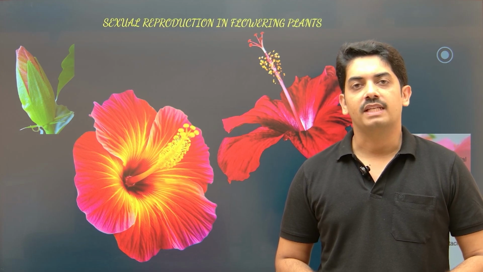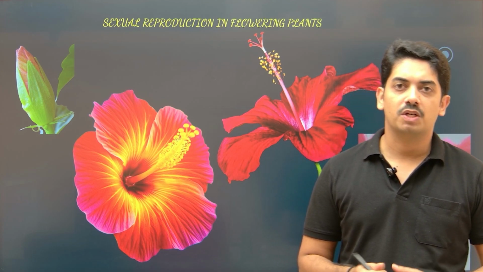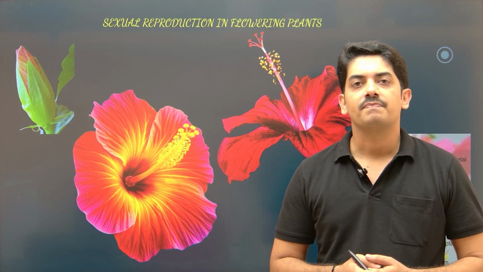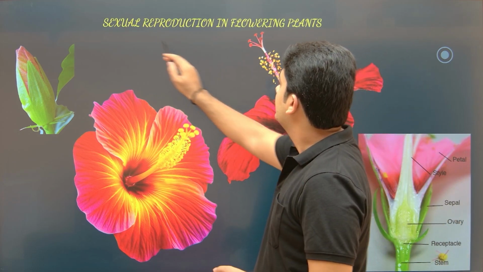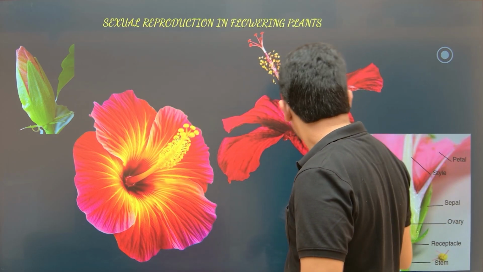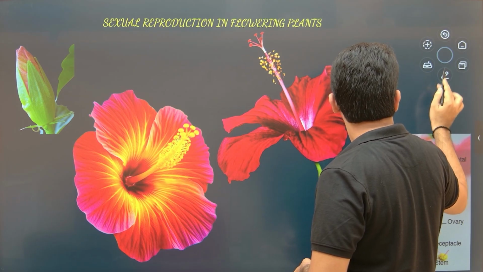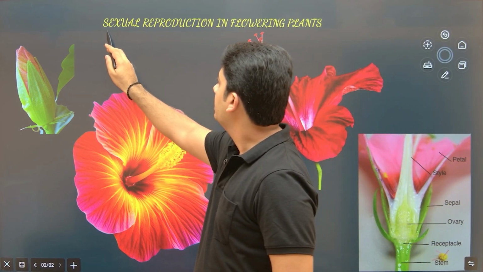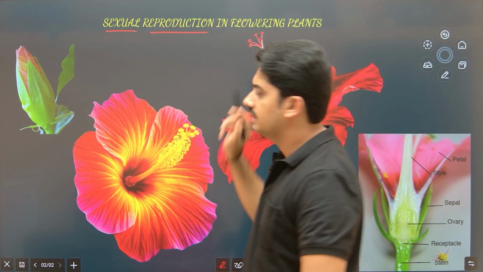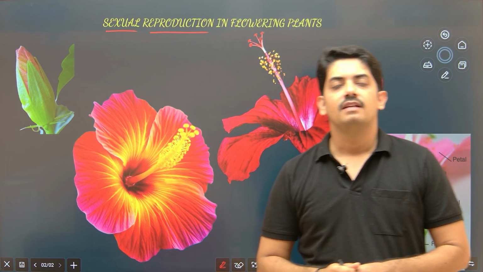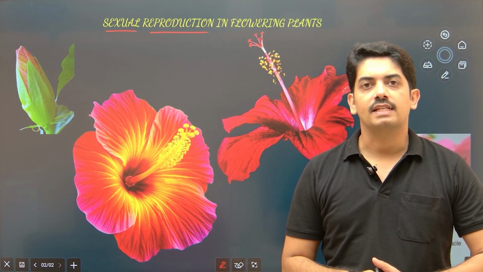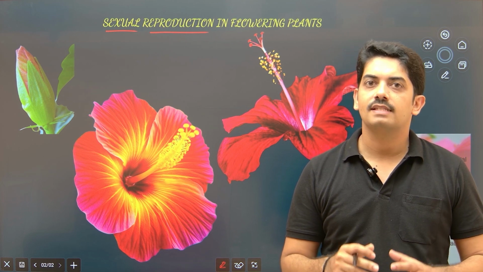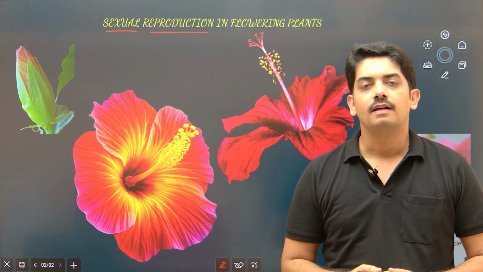Today I am going to explain the topic sexual reproduction in flowering plants. See, whenever the term sexual reproduction comes, we will try to understand the basic mode of reproduction which is present in the organisms. There are mainly two types of reproduction. One is asexual mode of reproduction, another one is sexual mode of reproduction.